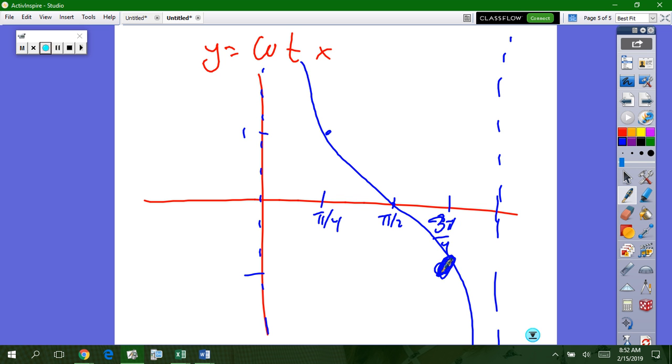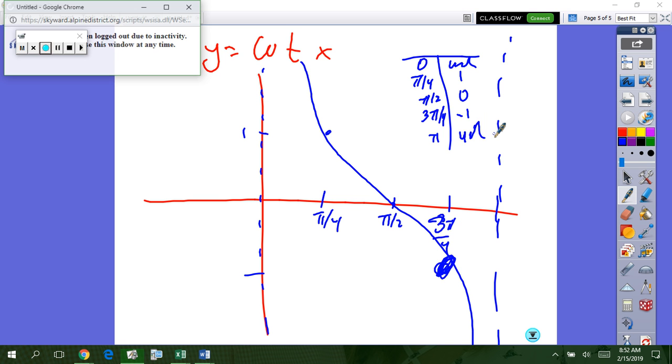Okay, so what would our chart be on this one? Still have those nice ones. You still have 0, pi over 4, pi over 2, 3 pi over 4, and pi, but this time I'd have undefined, 1, 0, negative 1, undefined.